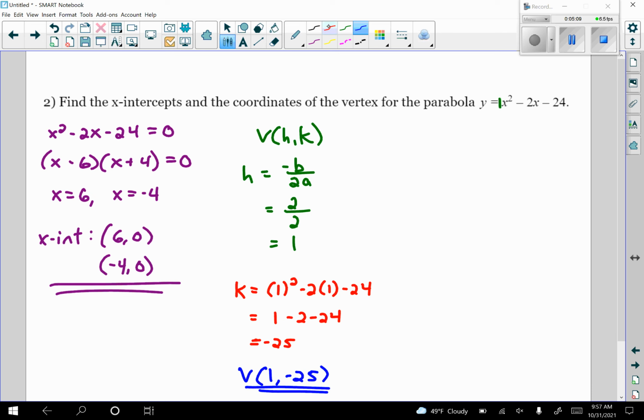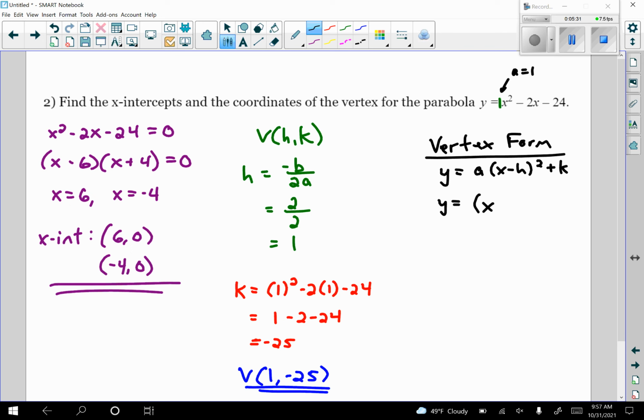So now the vertex form. So right here, this 1, that's a. So a is equal to 1. We're going to substitute this in y equals a times the quantity x minus h squared plus k. So y is going to equal a is 1, so I really don't have to write this here. x minus h, so we're going to get an x minus 1, that quantity squared, plus our k, so plus a negative 25, or just minus 25. So here's vertex form, here's our vertex down here, and here's our x-intercepts.